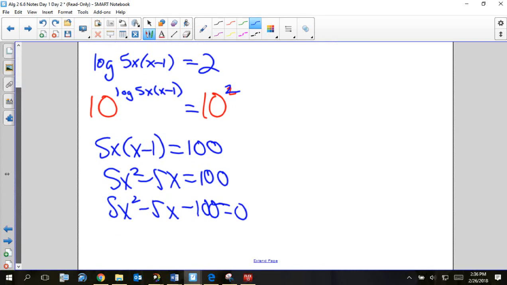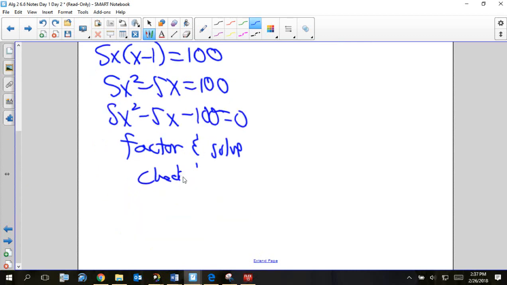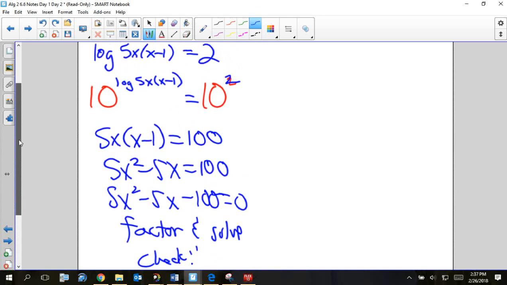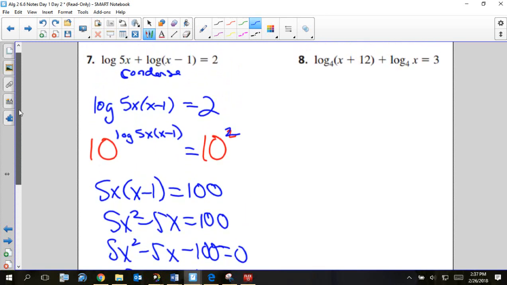I'm going to pause on that one because I'd rather do the last one. And write factor and solve. Check. I'll probably do that one and post it so you have the answer if you want to go back and look at it. But let's go over the last one. The last one's the same but a little bit different. Make sure we do that one before we go.